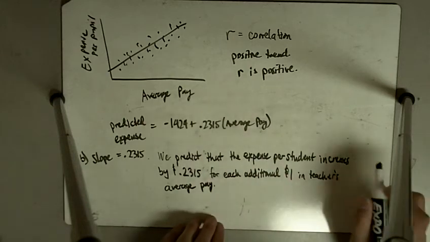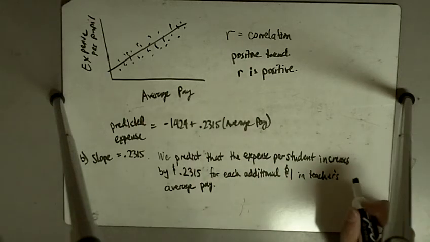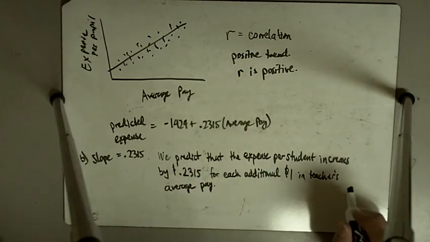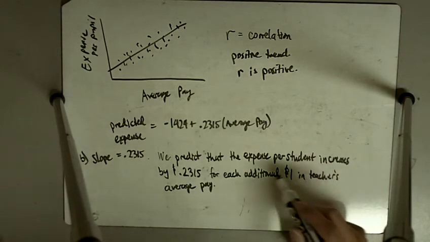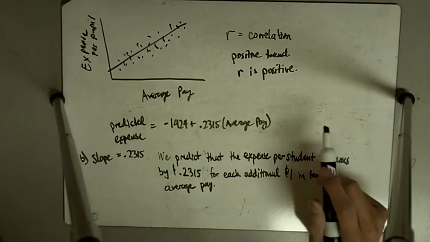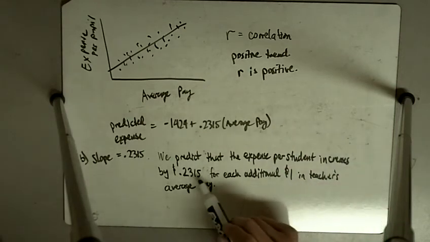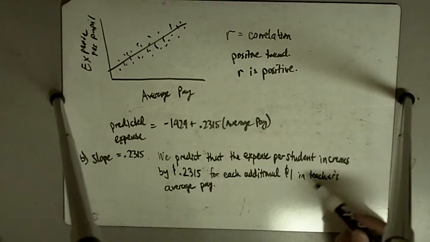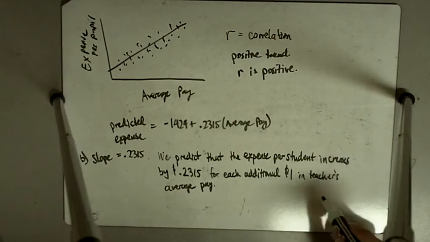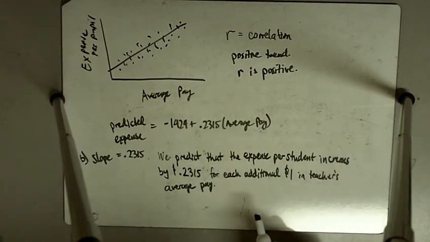And this is from state to state, okay? So in states where the average pay is higher by $10, we expect the expense per student to increase by $2.3, okay? Because we're basically expecting an increase of about 23 cents for each additional dollar in teacher's average pay. And this is from state to state.